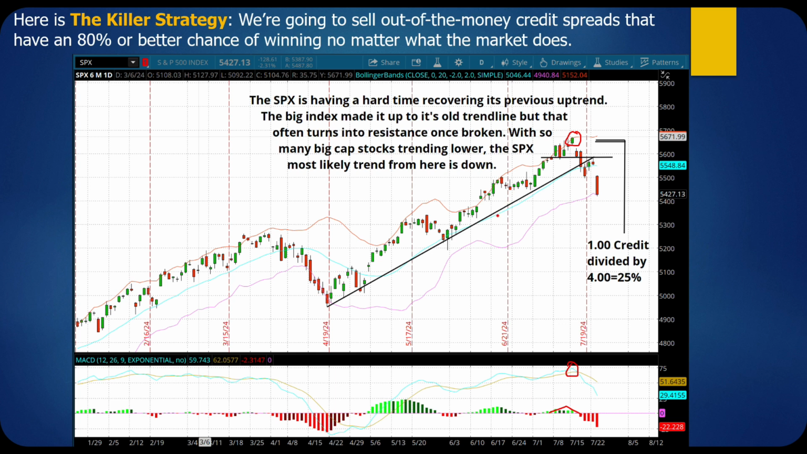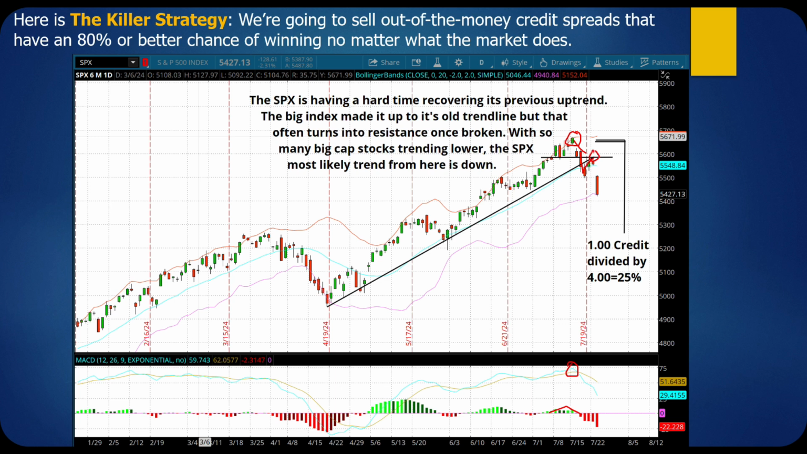And here's the commentary. The SPX is having a hard time recovering its previous uptrend. The big index made it up to its old trend line, but that often turns into resistance once broken. With so many big cap stocks trending lower, the SPX is most likely to trend down from here. Okay, so what did we do? So it came down. We didn't even catch it at the top, but it came down, broke the trend line, came back up and touched it.